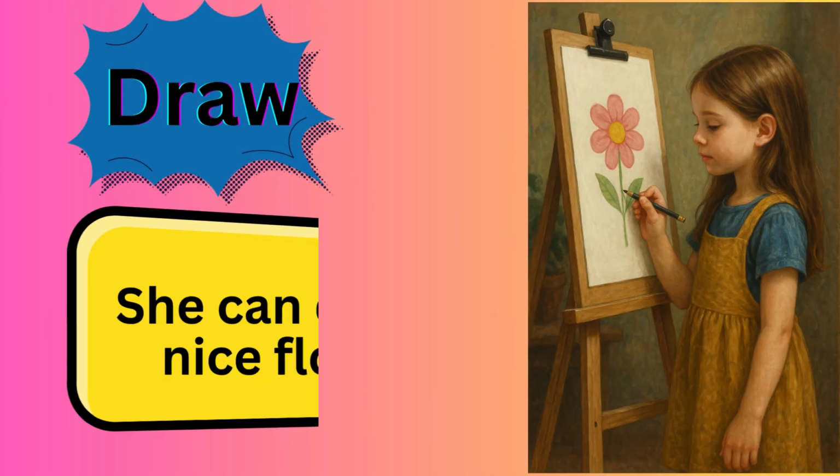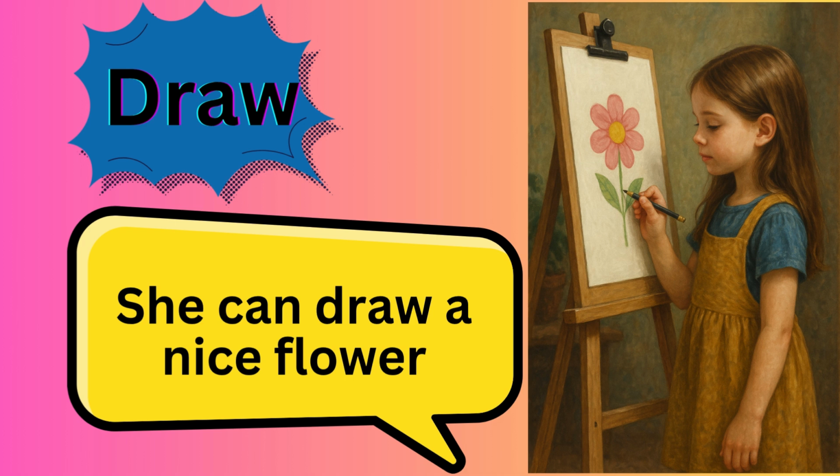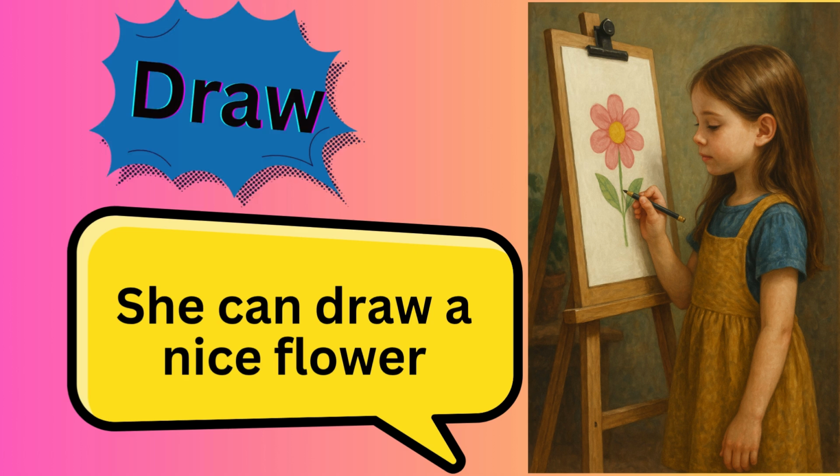Next we're going to see action word draw. Draw means to make pictures using a pencil, crayon, or marker. Example, she can draw a nice flower.